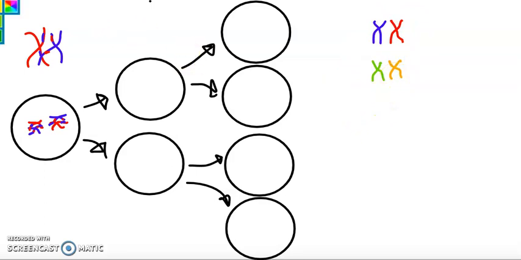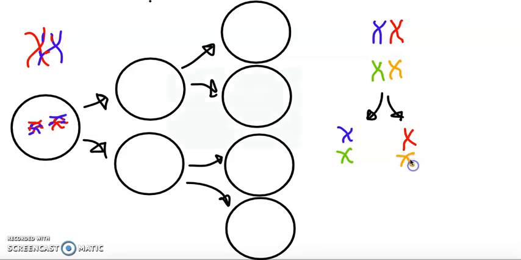If we then go through meiosis 1, and crossing over, of course, would have happened during prophase 1, if we go through meiosis 1, then they get separated into what? It's going to be a blue and a green in one of the cells that's produced after meiosis 1. And then we've got a red and an orange.